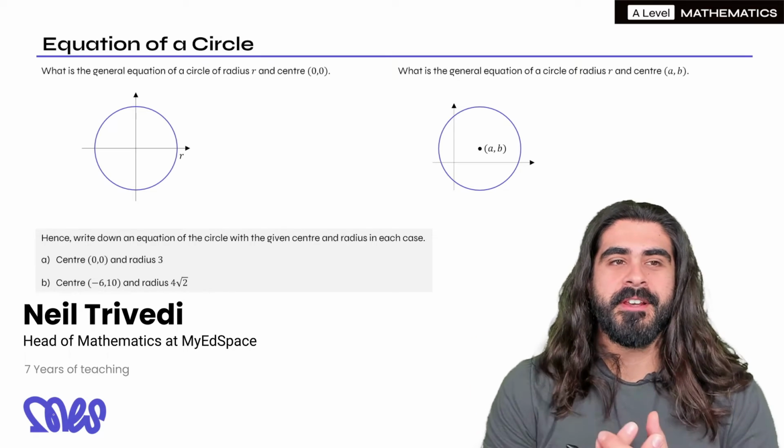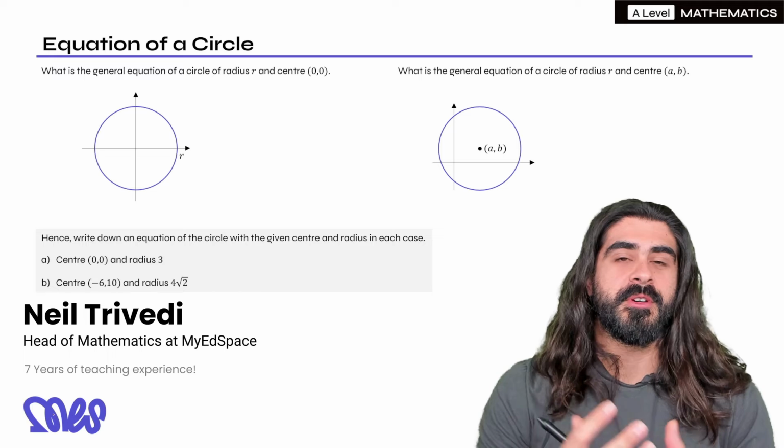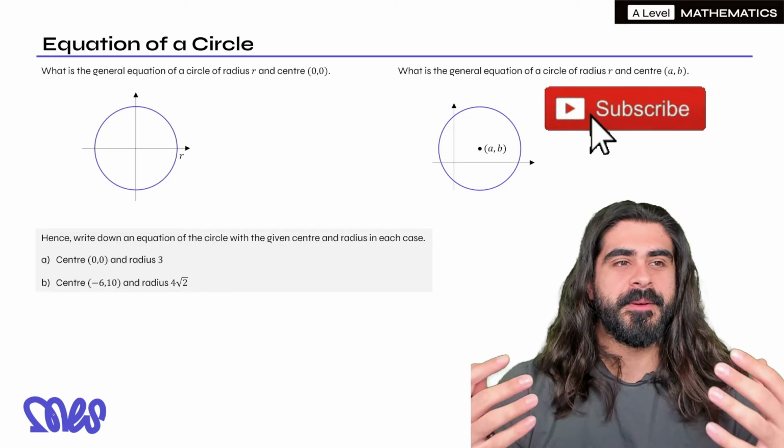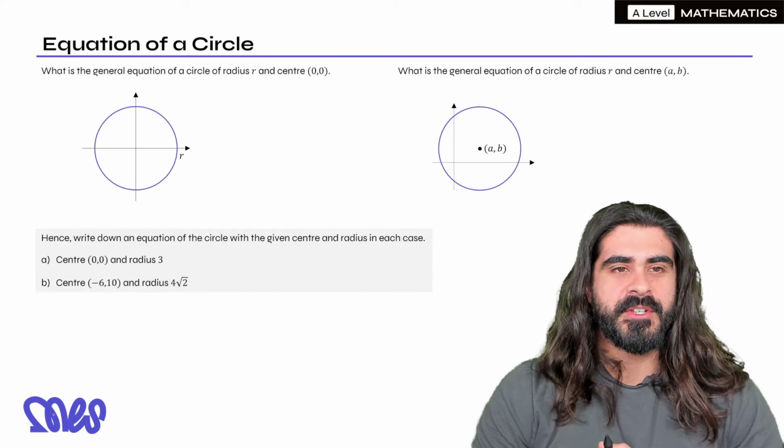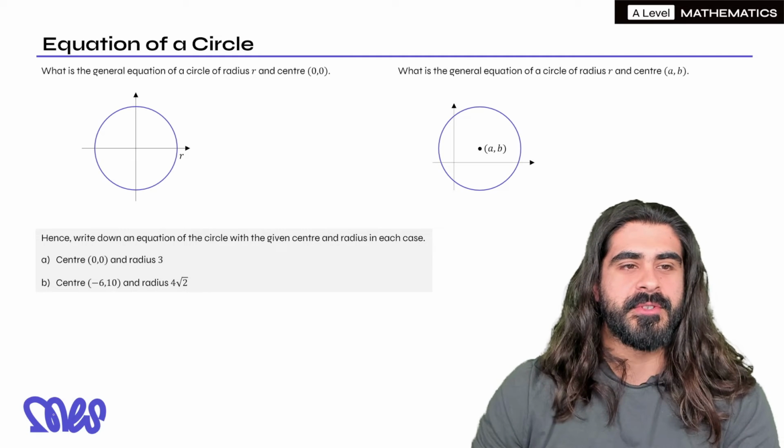So we're moving on from straight lines and we're going to apply all of our knowledge to equations of circles. So let's get right into it. What is the general equation of a circle of radius r and center 0, 0?